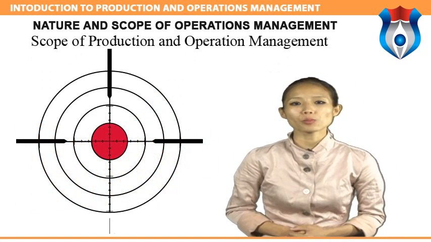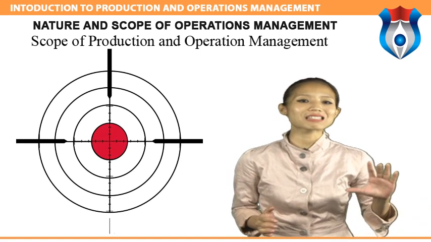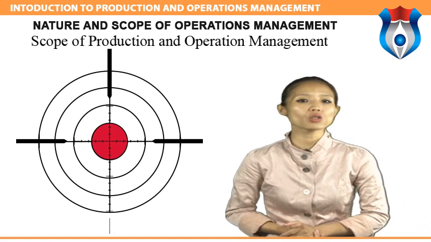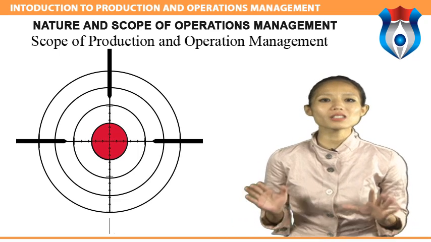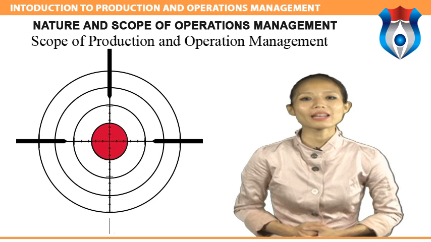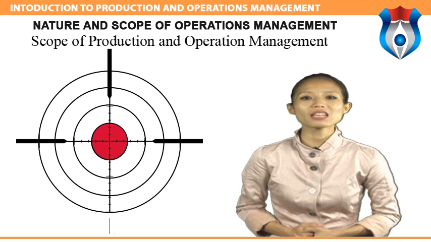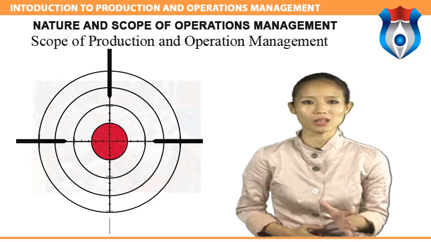Scope of production and operation management. The scope of production and operation management is indeed vast. Originating with the selection of location, production management covers such activities as acquisition of land, constructing building, procuring and installing machinery, purchasing and storing raw materials and converting them into saleable products.